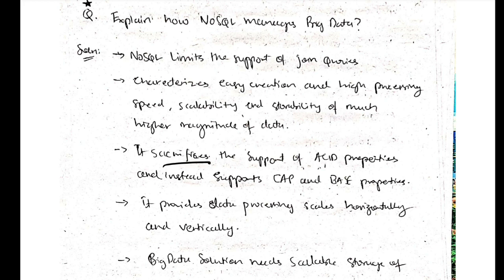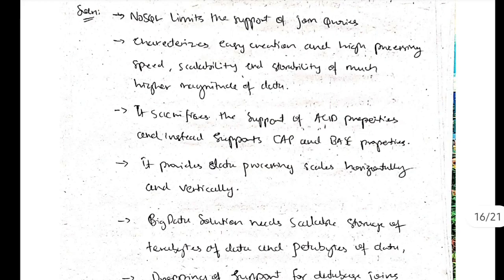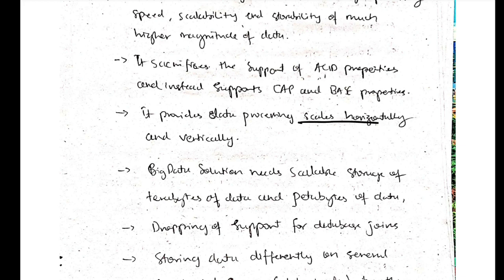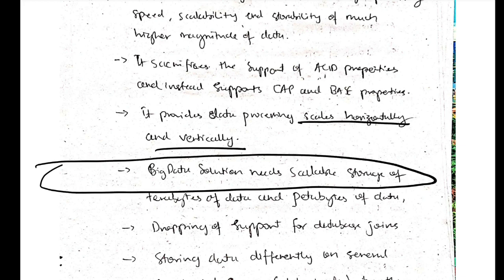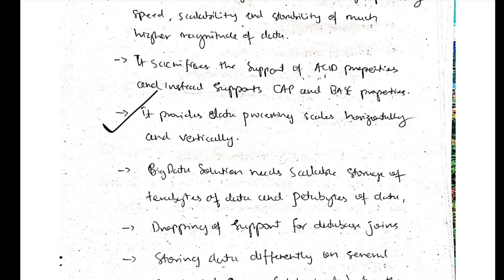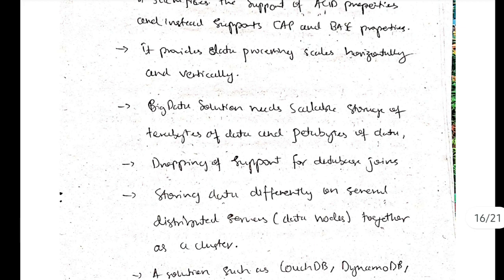It sacrifices the support of ACID properties. Big data does not need ACID properties. Instead, it needs the CAP properties and BASE properties. So that's the third point. And the fourth point is that it provides data processing skills horizontally and vertically. Big data will not just expand horizontally, it can expand vertically as well. So we'll be adding this point of NoSQL as well. Big data solution starts from here.